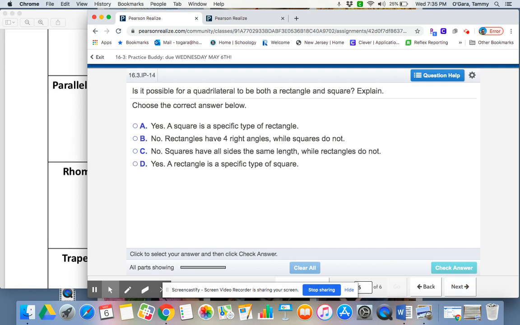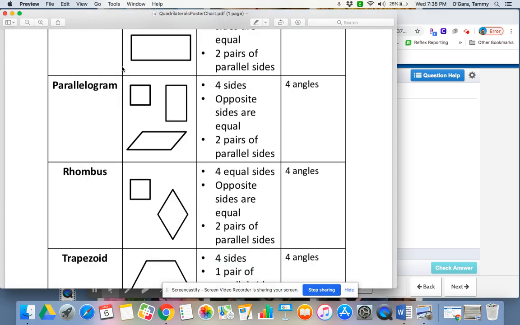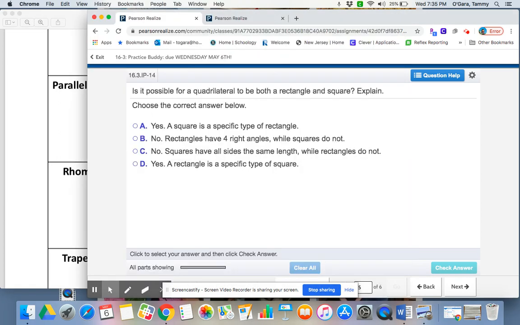Okay, let's take a look at this question. Is it possible for a quadrilateral to be both a rectangle and a square? So let's look at our chart. It's saying, can a quadrilateral be both a rectangle and a square?